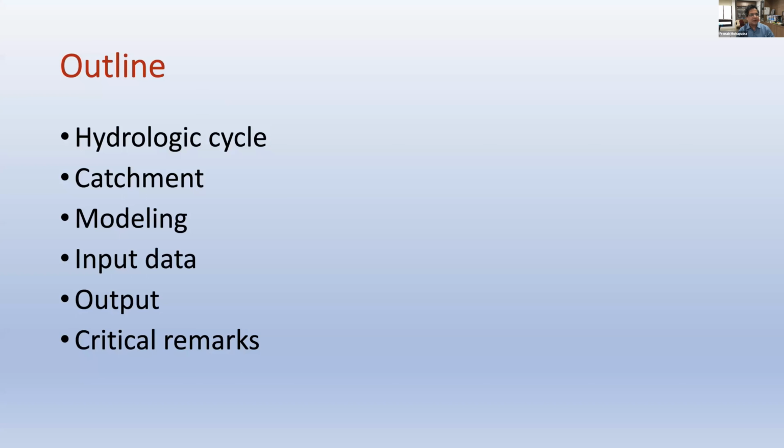So this will be my outline of presentation. I'll introduce the hydrologic cycle, which is the most important thing to understand so that one can do the modeling. Then, of course, I'll define catchment, then some modeling concepts, what we need as input data and what we get when we do the modeling, and of course, some critical remarks.